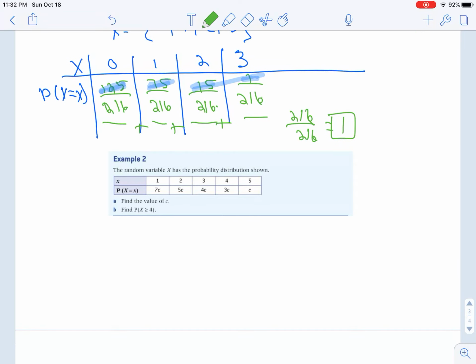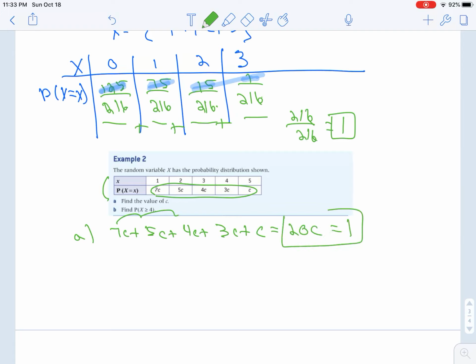In example 2, it says a random variable x has this probability distribution shown, and they want us to find the value of c. Well, remember that all of these probabilities have to add up to 1. So we have 7c plus 5c plus 4c plus 3c plus c, which adds up to 12, 16, 19, 20c. We know that that has to add up to 1. So if we solve that, we end up with c is equal to 1/20.